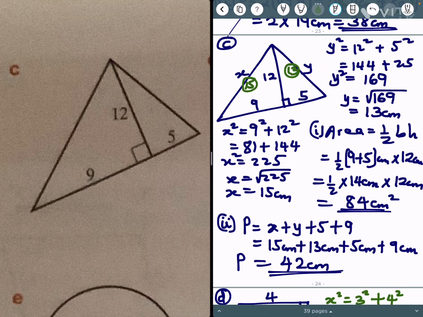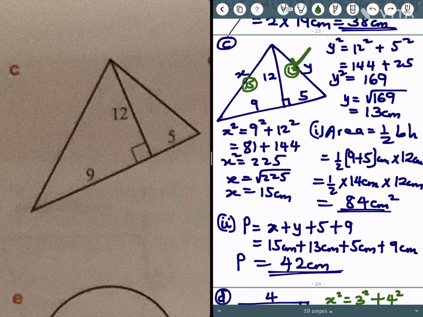As you can see in this answer, 12, 5, and Y form a right angle triangle, and this Y is the hypotenuse of the triangle. This is the longest side. The longest side is the side facing the right angle mark. So Y squared will be equal to 12 squared plus 5 squared. That gives you Y squared is 169. Y will be square root of 169, 13 centimeters.